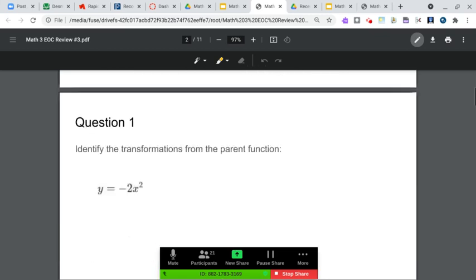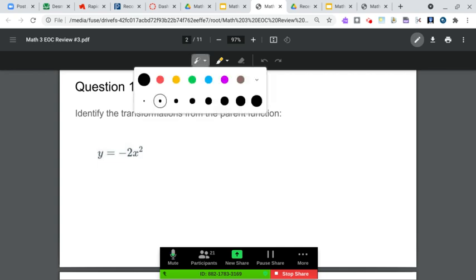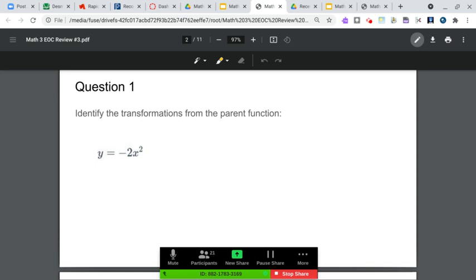Okay, number 1. Question number 1 says, identify the transformations from the parent function. So we notice that the variable x is raised to the power of 2. That means that it is a quadratic function, because its variable x is raised to the power of 2.